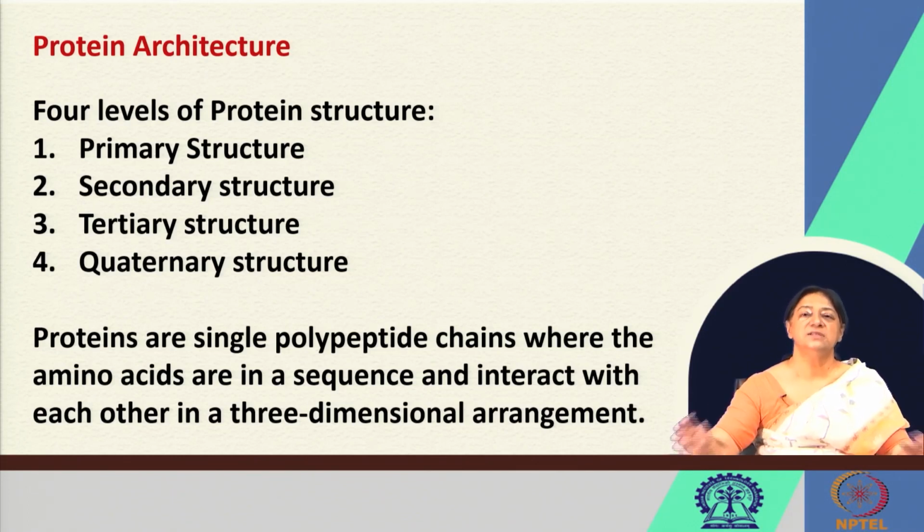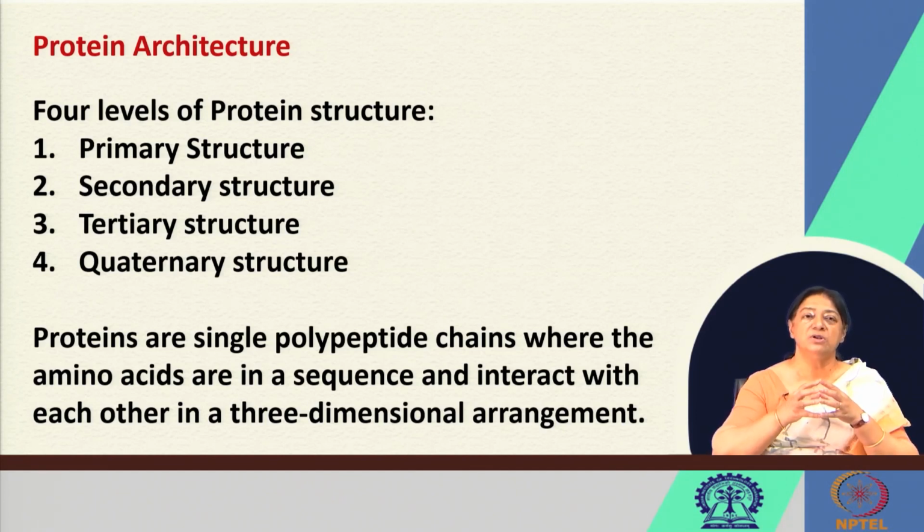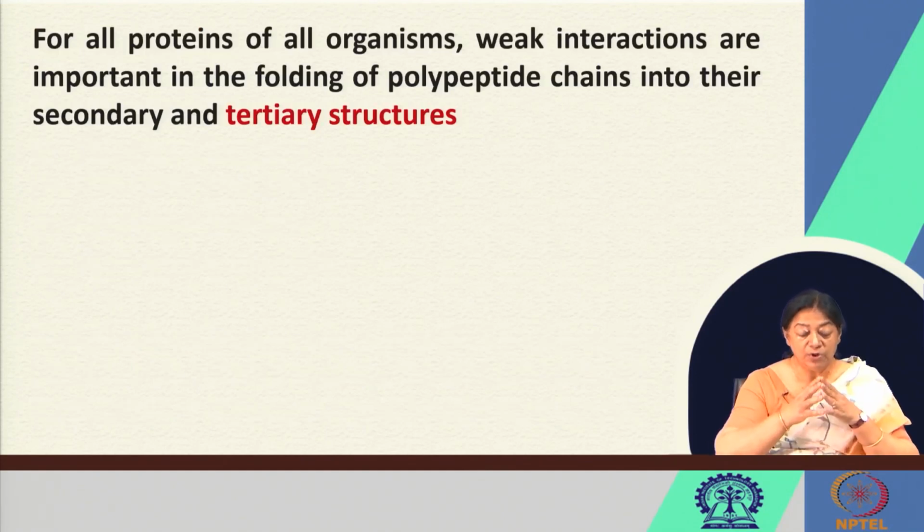The fact that this chain is coming together to form this compact three-dimensional structure is extremely important, because we are going to have amino acids at different parts of the protein come together to form specific geometry, which is important for the active site or for other interactions of the protein. So, when we talk about the weak interactions, they are important in the folding of the polypeptide chains into their secondary and tertiary structures.